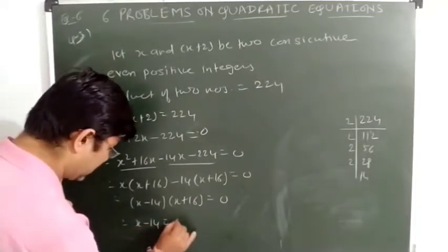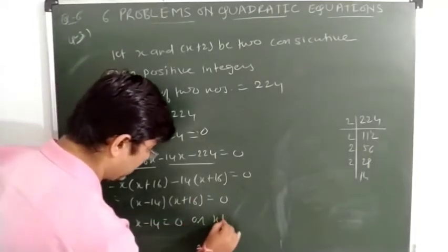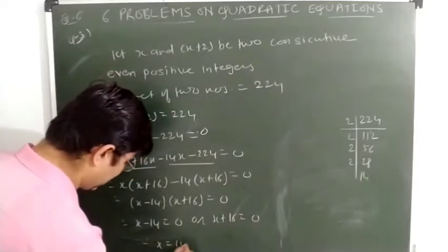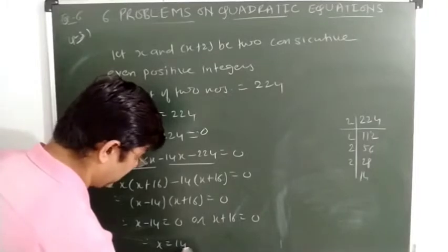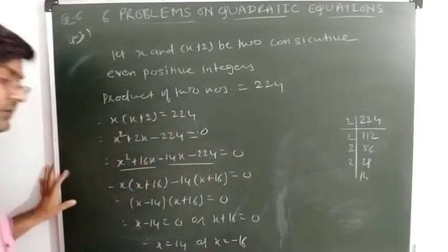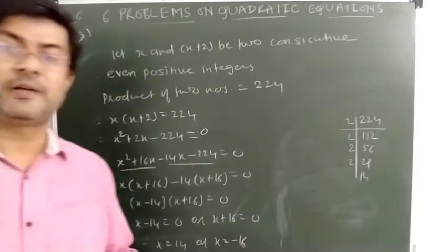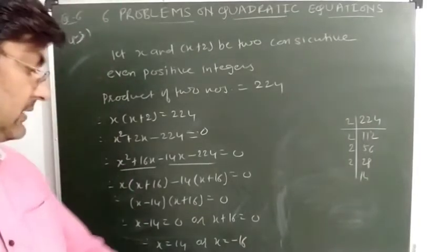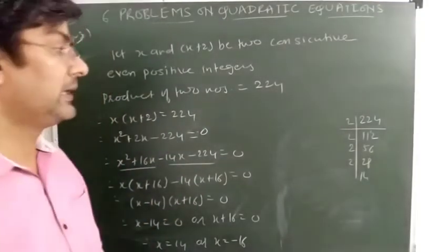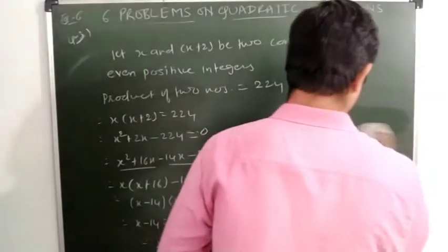Therefore x minus 14 is equal to 0 or x plus 16 is equal to 0. Therefore x is equal to 14 or x is equal to minus 16. Obviously, since we are told to find only the positive integers, we will omit or neglect the value x is equal to minus 16. Clear?